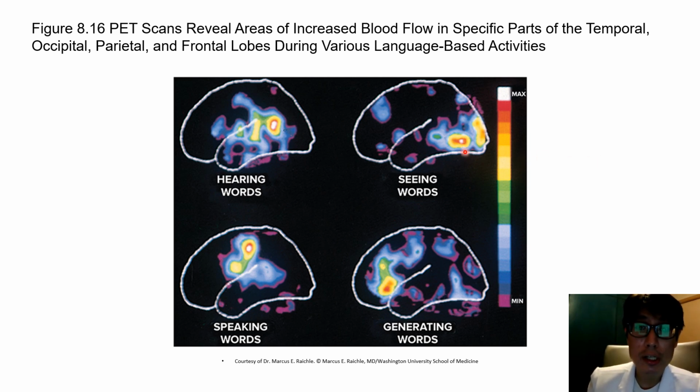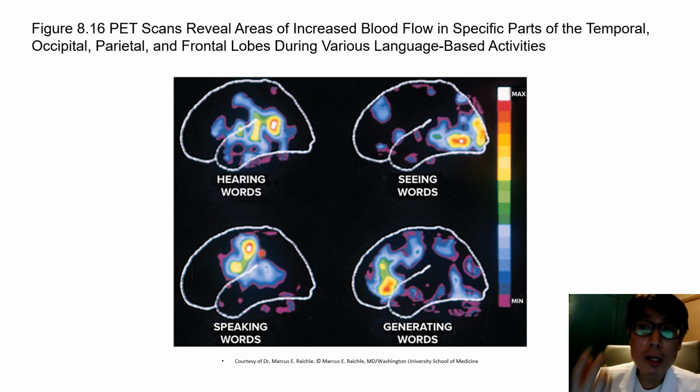When we see words, for example, when we're looking at the pages of a book, hopefully we're also reading the book. But when we see words, increased blood flow is noted in the occipital lobe because it is the occipital lobe which is responsible for vision, for processing vision.